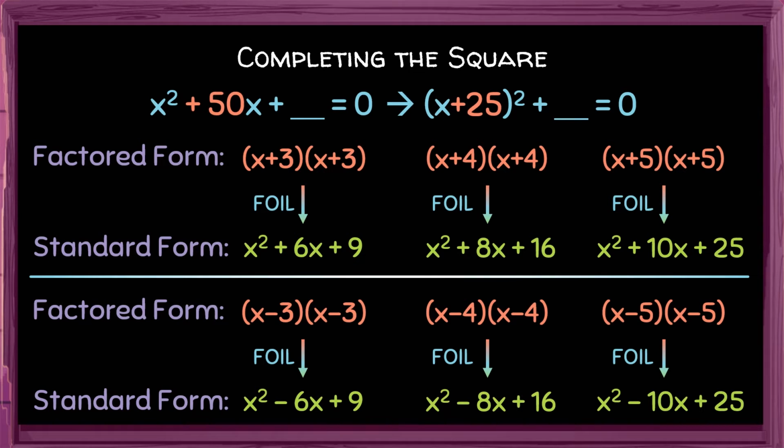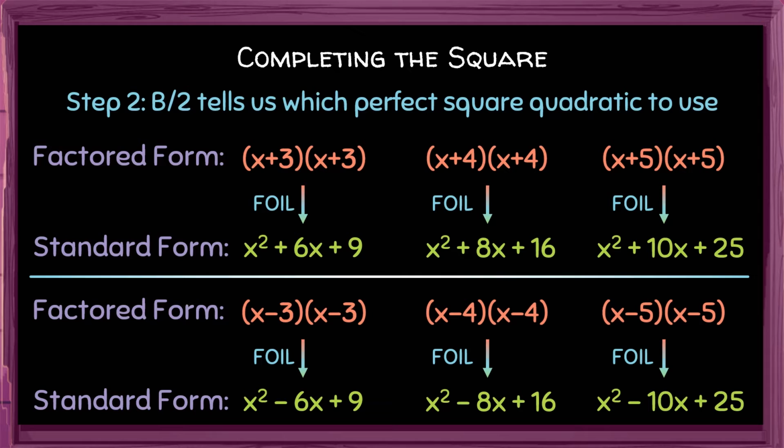In other words, step 2 of completing the square is to find our b value, the number of x's we have, and divide it by 2. b divided by 2 tells us which perfect square quadratic to start with. Any other perfect square quadratic will not work.